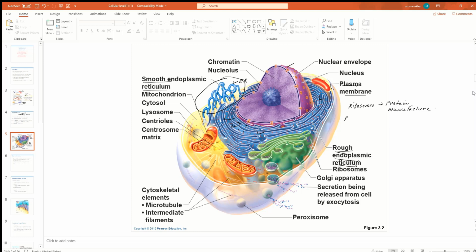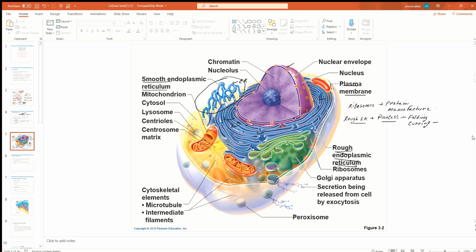And rough ER do what? Rough ER will process the proteins, okay, that it receives from the ribosomes. Processing means folding, we can say folding of the proteins, cutting of the proteins, okay, giving shape, correct shape. So these are the processing of the proteins done inside the rough ER.